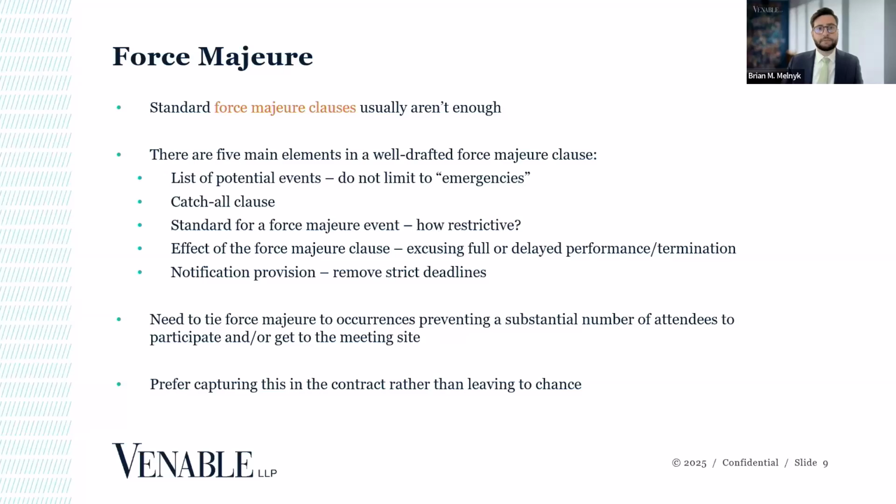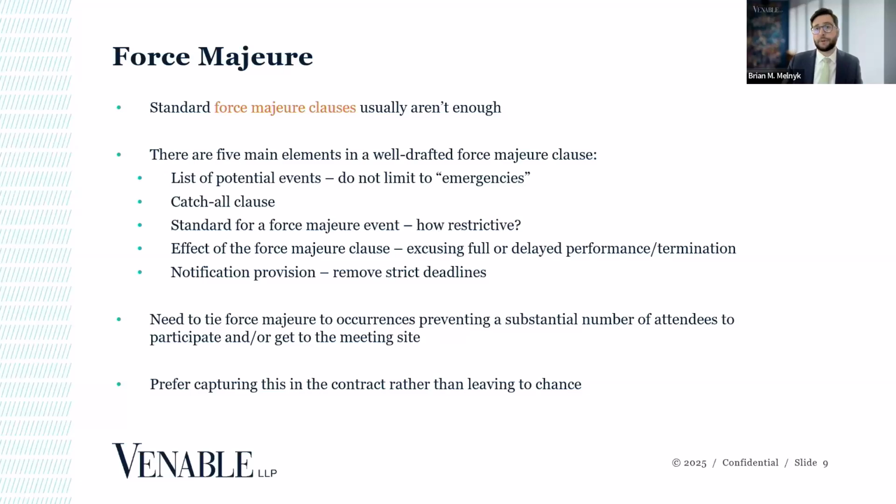Then the second main element is a catch-all clause, and this is something that's kind of just appended at the end of your laundry list of events: and similar emergencies or similar unforeseen circumstances. The standard for a force majeure event: how restrictive is the provision for it to come into effect or to be applied?